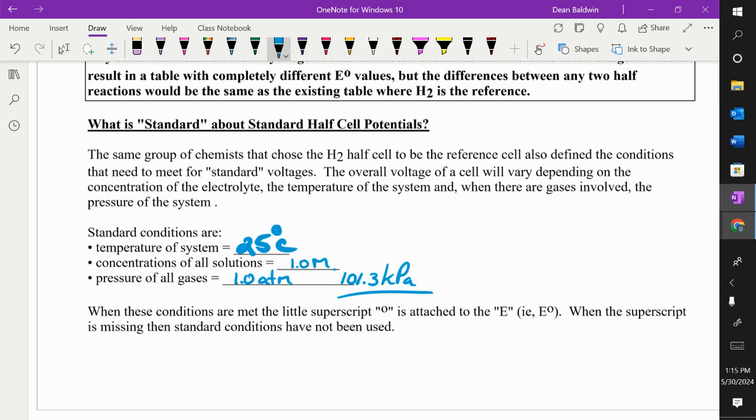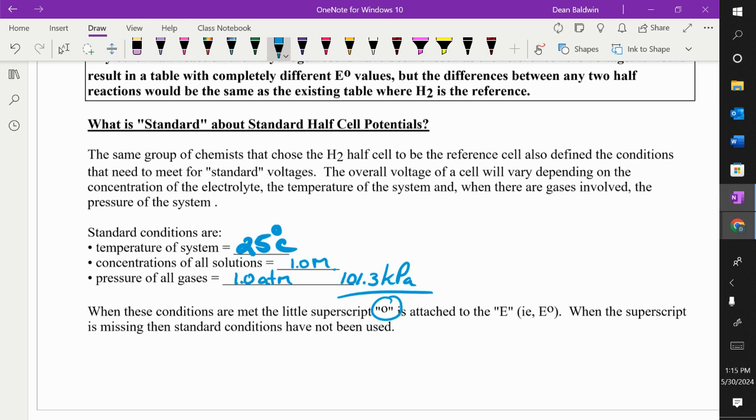All right. So that's what that little superscript is. I say E naught. It actually means standard. Okay. All right. So that's under standard conditions. And that's everything we're going to deal with is standard conditions. If you go on, you can do non-standard conditions.